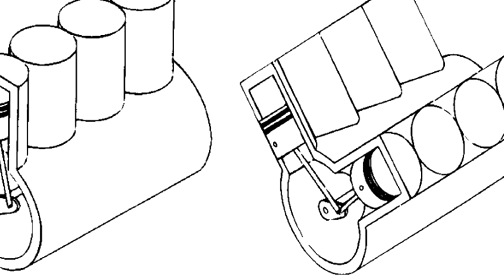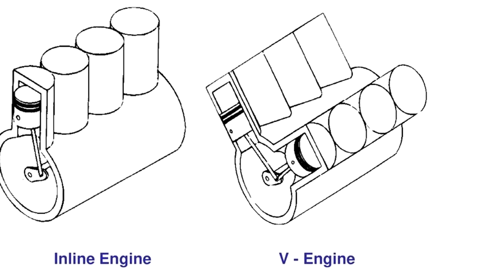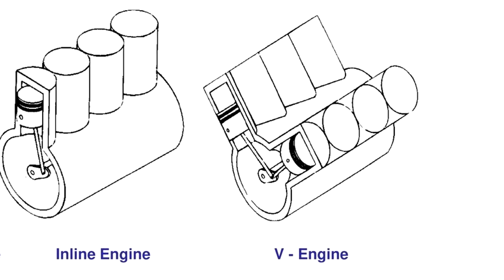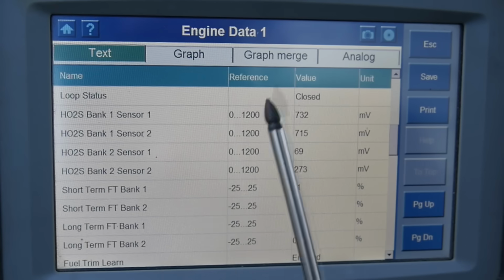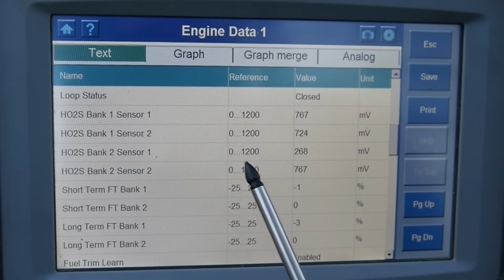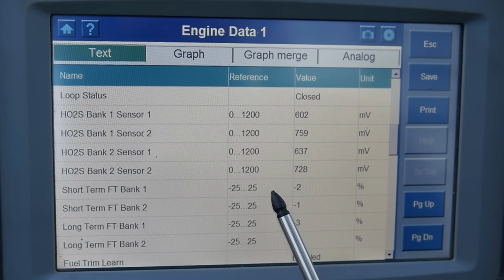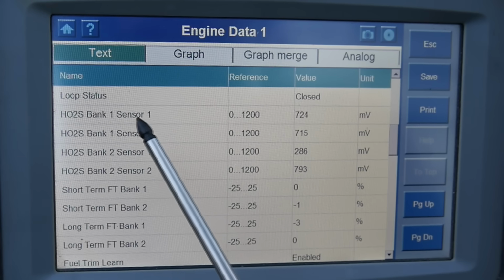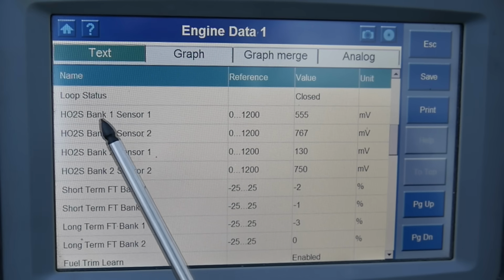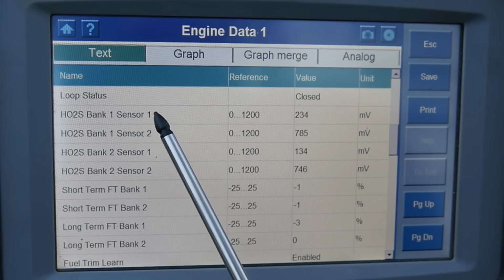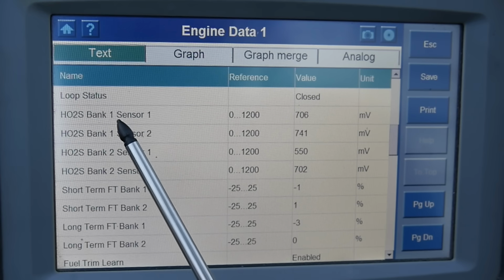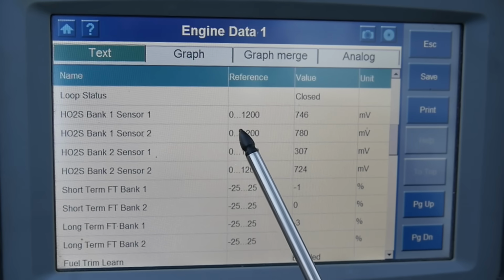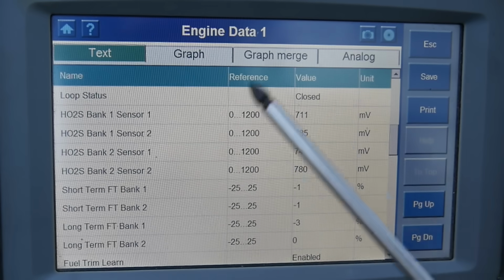And you're going to have two banks if you have a V8 engine or a V-shaped engine. That includes V8s, V6s, V10s, whatever. And you're going to have one bank if you have an inline engine. Now this is a V8 here that I have. It's a 5.3 liter V8 engine, so I have two banks. And the sensor you want to pay attention to usually is going to be your sensor 1 on each bank. That's the pre-cat oxygen sensor, and usually what's responsible for adjusting your air fuel mixture.